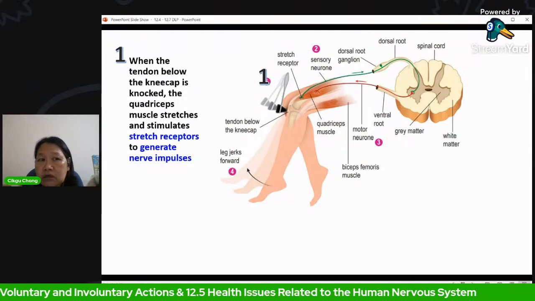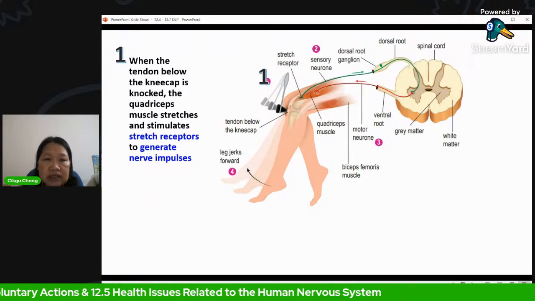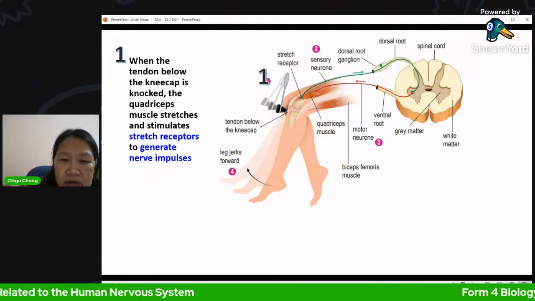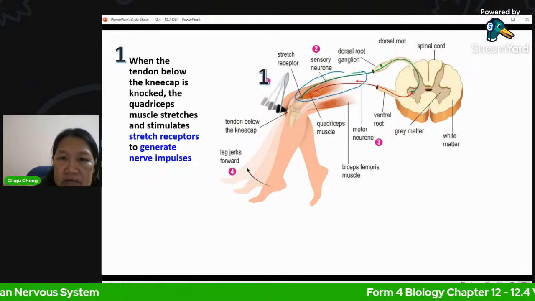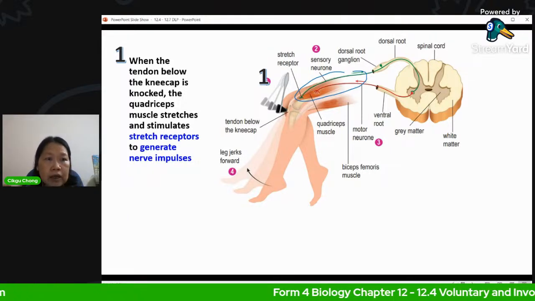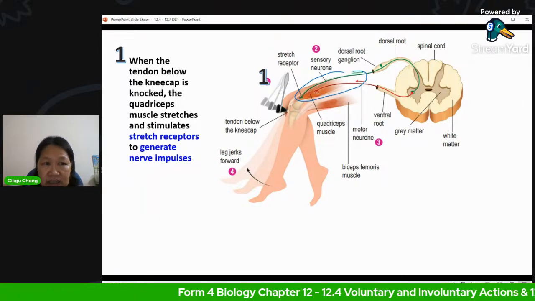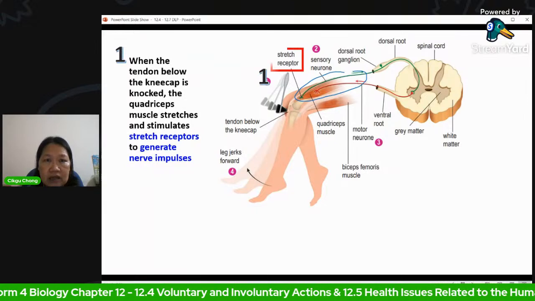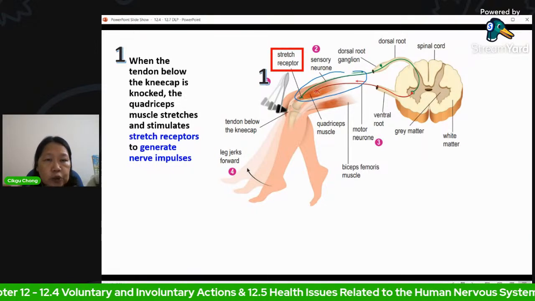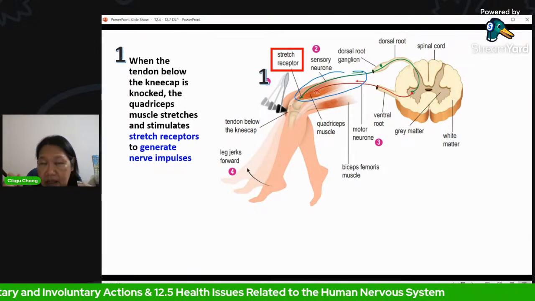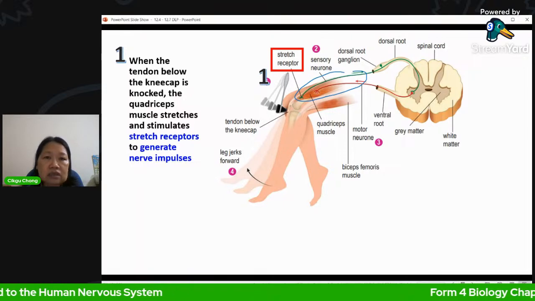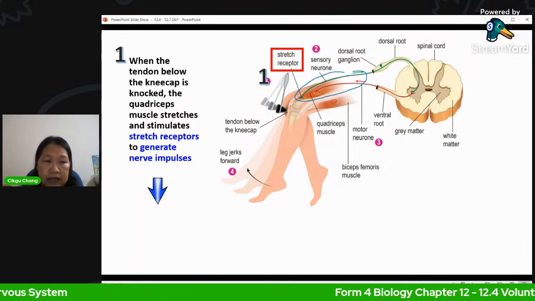So when it's knocked, the quadriceps is the muscle in your thigh. Your quadriceps will stimulate the stretch receptor. There's a stretch receptor there. It will get the stimulus of the knocking, and it will produce an impulse. The impulse is now moved along the sensory neuron. See number 2 there.